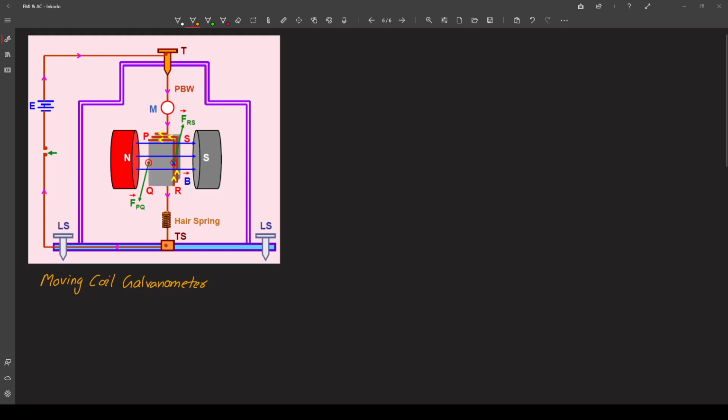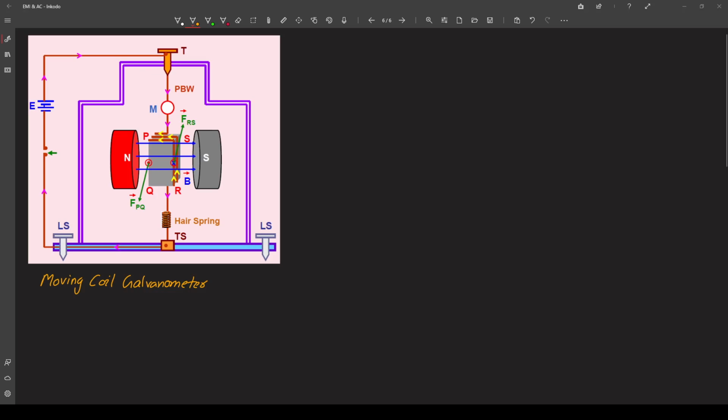Now let's see the next topic, that is moving coil galvanometer. We have already seen that there is a resultant torque on the current carrying loop, rectangular loop or any kind of loop. Total force is zero, but it experiences a torque when it is kept in a uniform magnetic field, right?